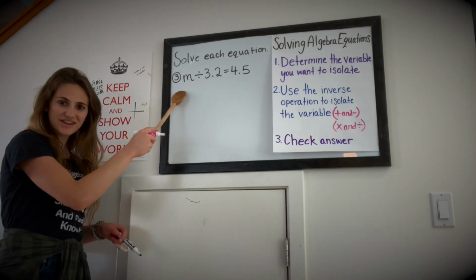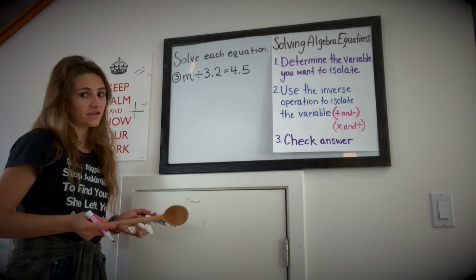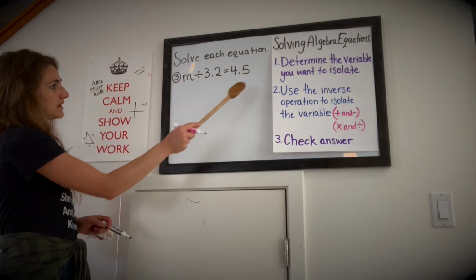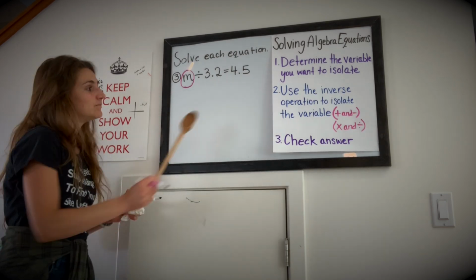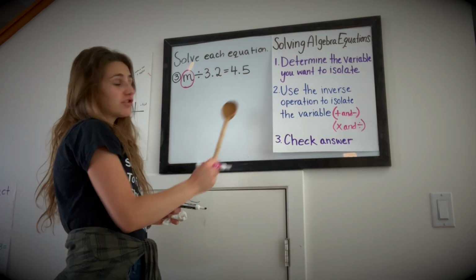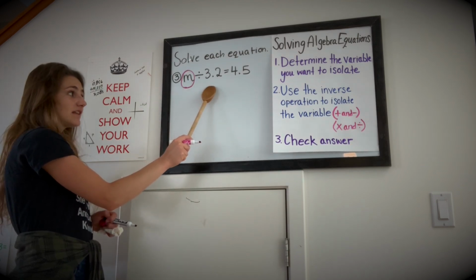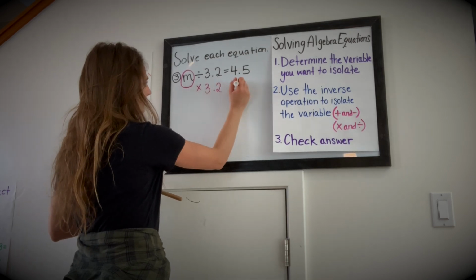Okay, here's our third and final problem of the day. It contains decimals, but we can totally handle that. We'll follow the same 3 steps, even though there are decimals. All right, we need to first determine our variable that we want to isolate. In this case, it is m. Next, we need to do the inverse operation to isolate our variable. So instead of dividing by 3 2/10, I'm going to multiply by 3 2/10.